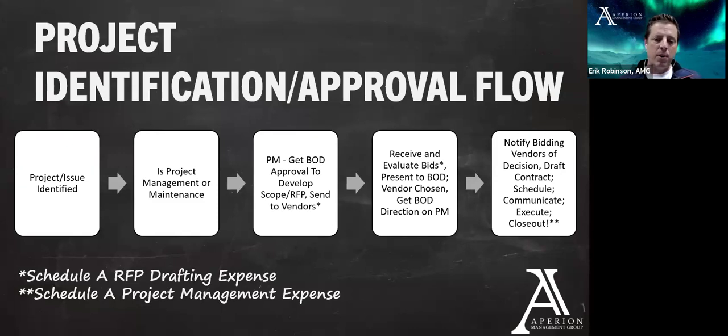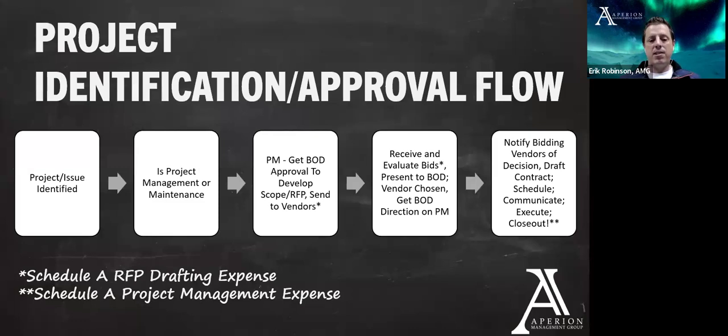The reason that it's separate, and I think it's $200 an hour, usually an RFP takes 1 to 2 hours to put together, is because we may do that work. We may get bids, evaluate the bids, and present them to the board, and the board decides not to move forward with that project.